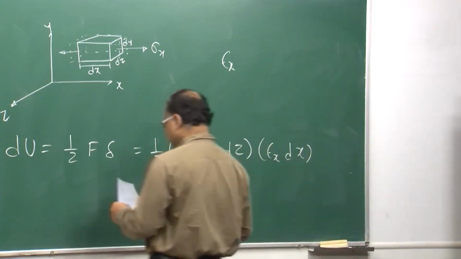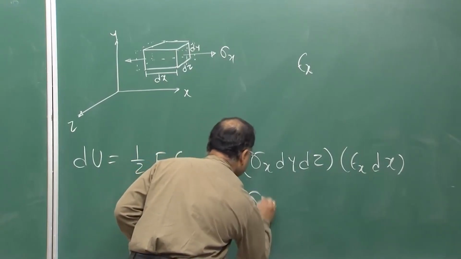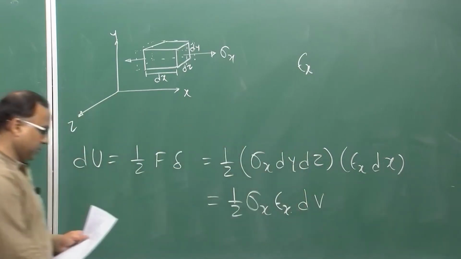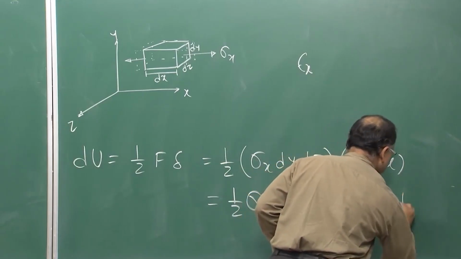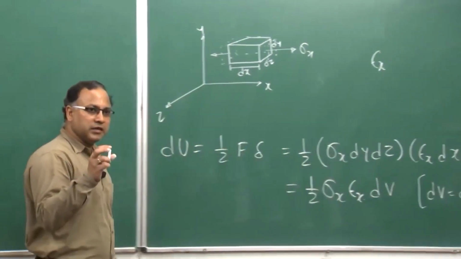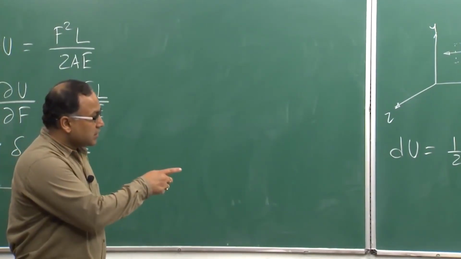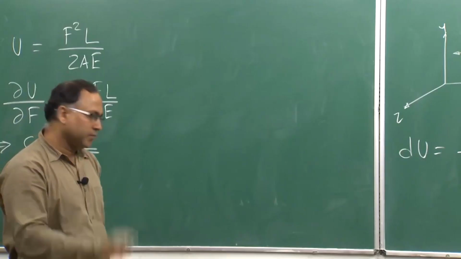So, from this I can write down du is equal to half sigma x epsilon x dv, where dv is nothing but the volume, dv is equal to dx dy dz, that is the volume of the small element. So, this is the strain energy due to the application of only sigma x on the element, that is half sigma x epsilon x dv.